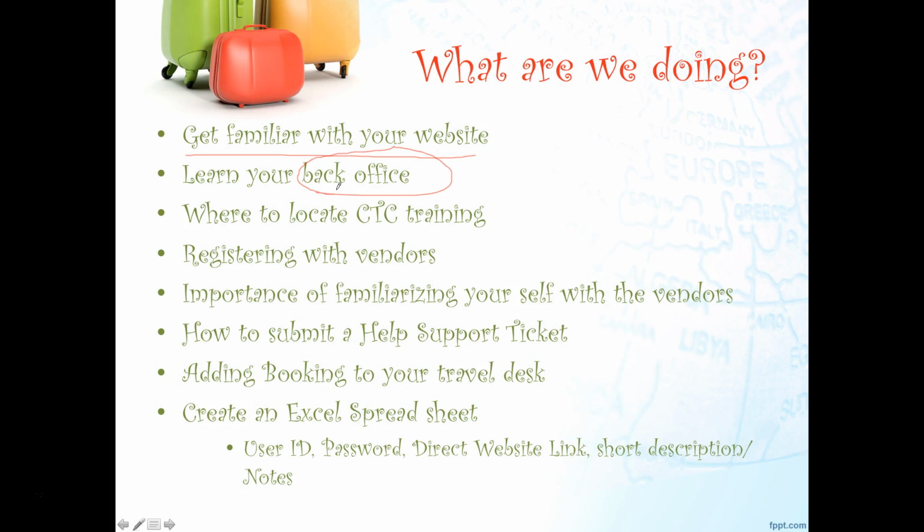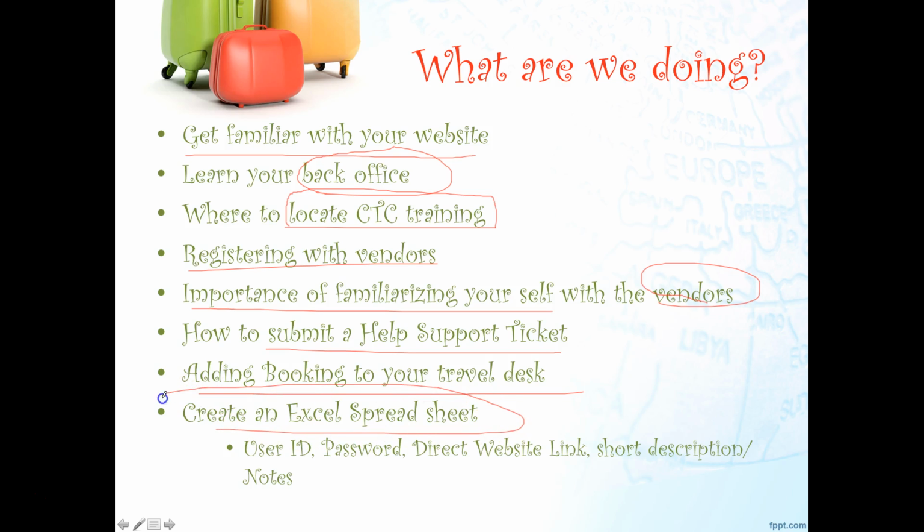So today you're going to know where your back office is, what does it look like, and get familiar with it. Also, where to locate the CTC training, which is the first training that you will be taking as soon as you launch your business. Because if you do not take this training, you will not have access to the vendors, and then it becomes pointless. You also want to register with the vendors. I'm going to show you how to do that. The importance of familiarizing yourself with the vendors, how to submit a help support ticket, adding the booking to your travel desk, and also most importantly, the use of creating an Excel spreadsheet. Why create an Excel spreadsheet?